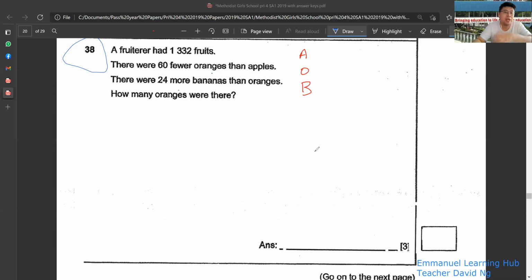Okay. 60 fewer oranges than apples. This is 60. 60 fewer oranges than apples. Understand? Okay. Then 24 more bananas than oranges.